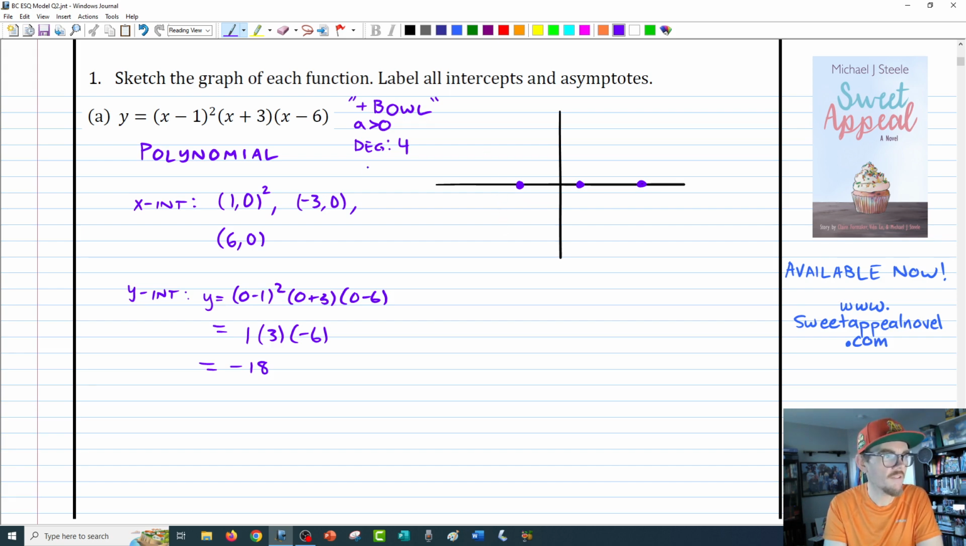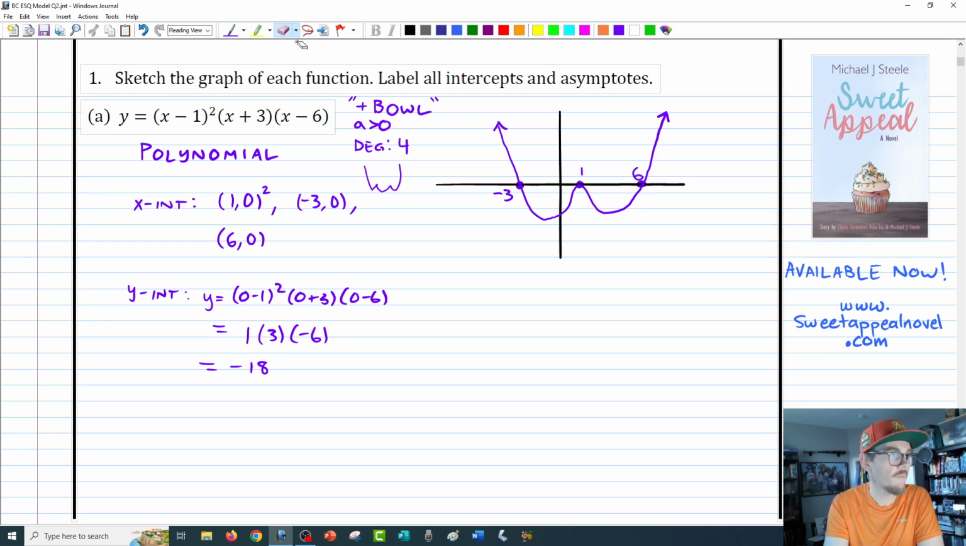Based on this, positive bowls behave, at least in the end behavior, like positive parabolas. So we're going to start over here. Going to go back down through. We'll bounce off at 1. Then we'll continue back upward. So there is our positive bowl. This would be the graph of our function y. I want to label the intercepts. So that's -3. That's 1. And that's going to be 6. I don't know why I put the plus sign there. It was not necessary.